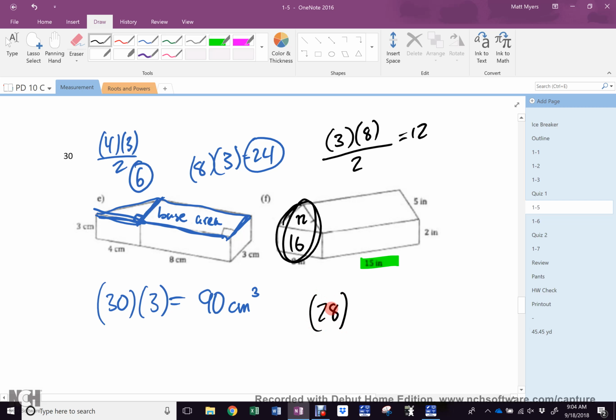What do I multiply it by? The height, which is not this, because this isn't a real thing. The height is the direction of repetition. So it is 15. 280 and 100 is 380 and 40, 420?